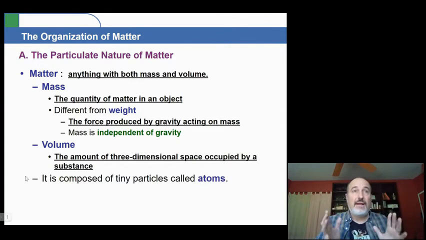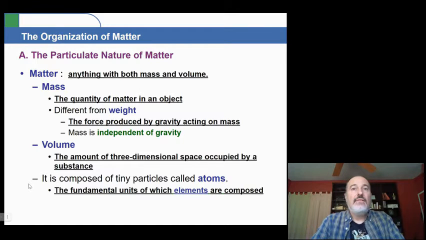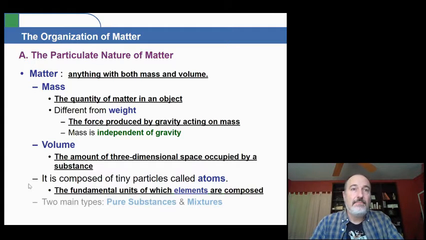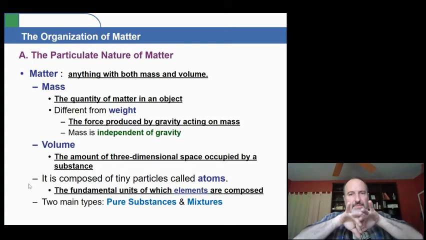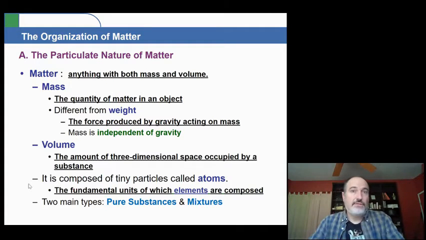And matter is composed of tiny little particles called atoms. This is the fundamental building block of all matter. There are a number of elements that are composed of these atoms, and basically, each element is like its own individual type of atom. Now, there are two main types of matter. It can be subdivided into pure substances and mixtures.